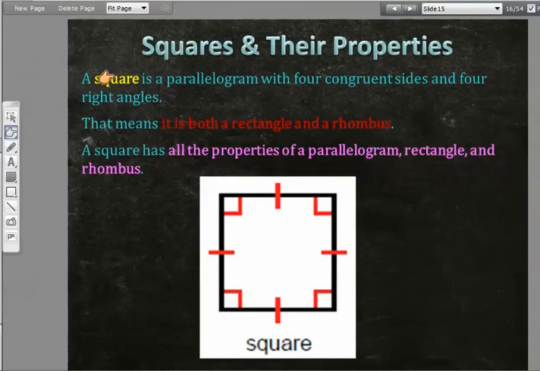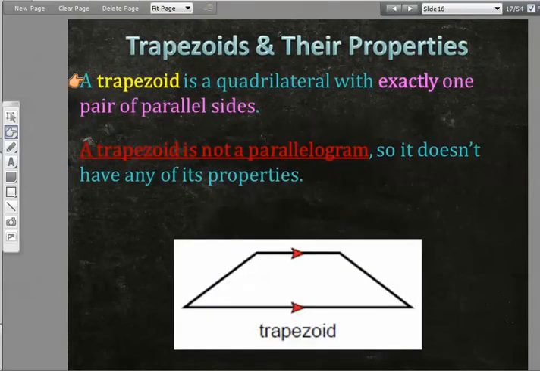Now we're moving on to squares. Now a square is a parallelogram with 4 congruent sides and 4 right angles. That means it is both a rectangle and a rhombus. Okay, so that means a square has all the properties of a parallelogram, all the properties of a rectangle, and all the properties of a rhombus. Okay, so you need to know those properties. A trapezoid is a quadrilateral with exactly 1 pair of parallel sides, and you can see that with the zeros. And a trapezoid is not a parallelogram, so it doesn't have any of its properties.